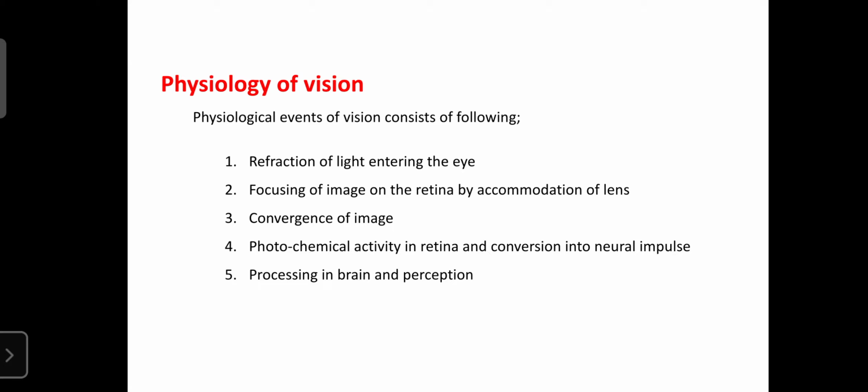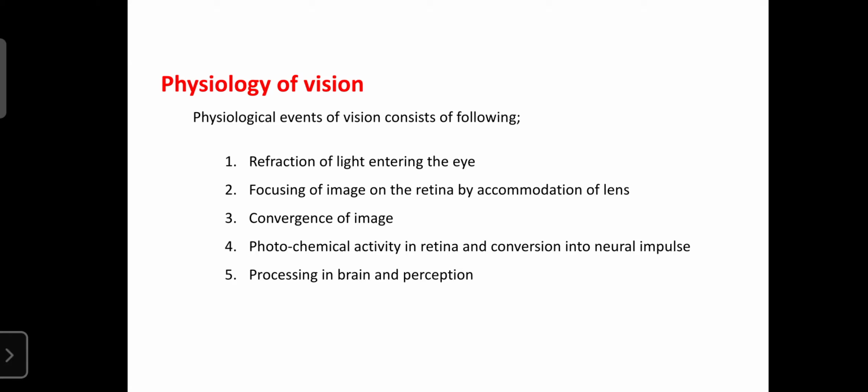Next one is the convergence of images. We have two eyes, but we see the same object at a time. Two separate images cannot be generated, and information related to two images cannot enter our brain. So that is once again an adjustment of the light rays that fall on the retina.